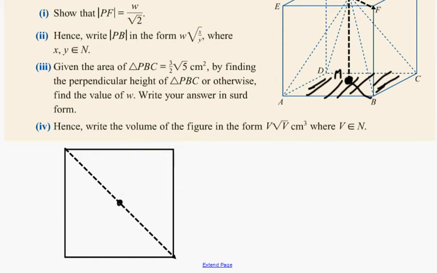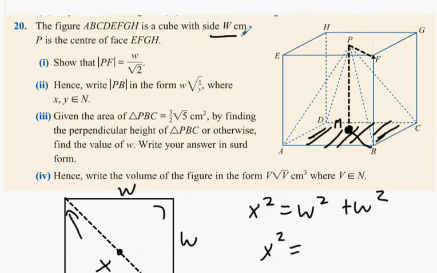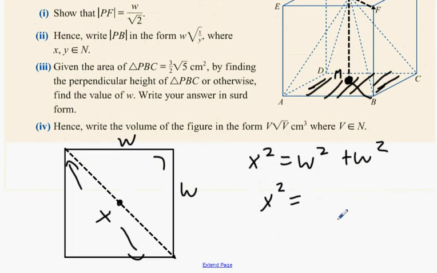Now, what can I say about this one? That's W and that's W. Maybe I'll call this length X. How do you find out length X? X squared equals W squared plus W squared. Why are you allowed to do Pythagoras? It's a right angle. Why W? It's called W in the question, the cube's length is W. So W, W, W. No other reason. Now, 2W squared.